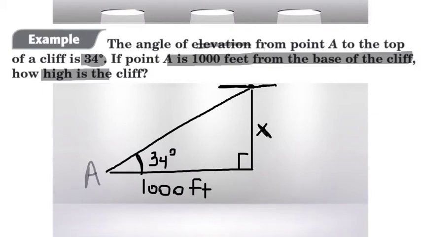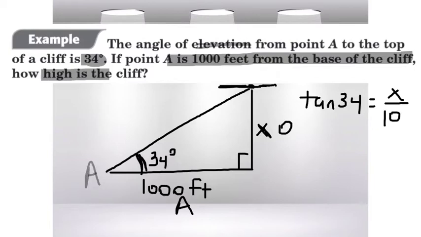So now we just use our trig functions. Everything's set up for us. We have from this angle, a side opposite, a side adjacent. So we can use our tan ratio. So again, we'll go ahead and write out tan 34 equals opposite over adjacent. We're going to be multiplying. Okay, tan of 34 times 1,000.